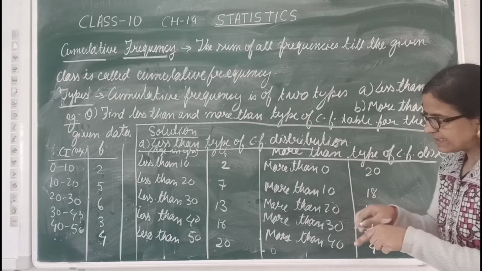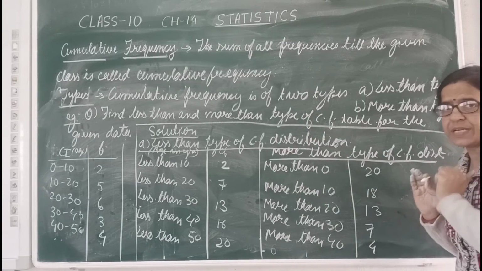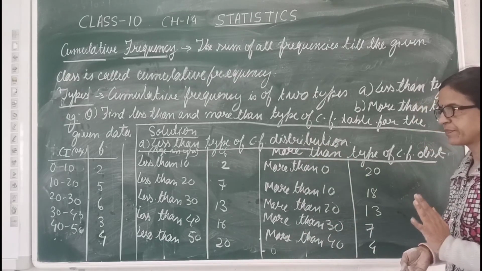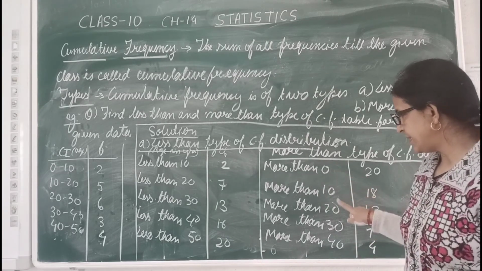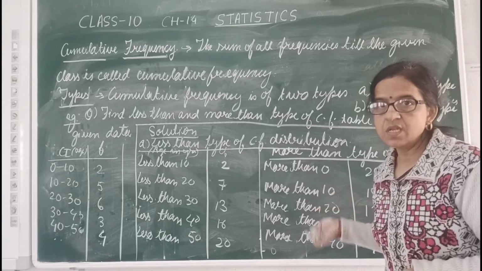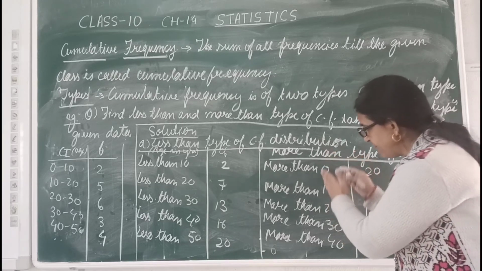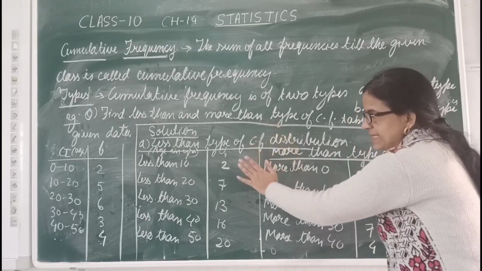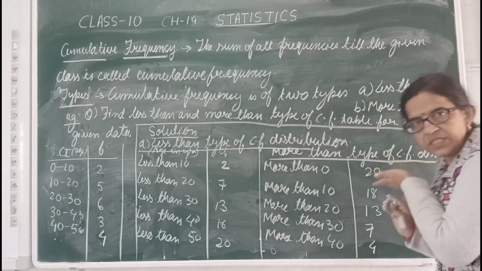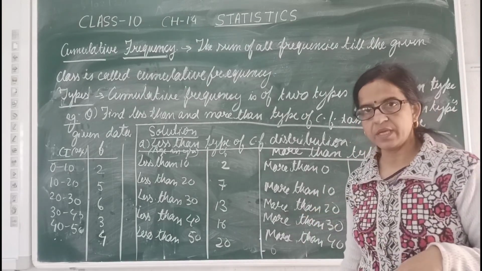What I did: for less than type I added from top to bottom, for more than type I added from bottom to top. But understand why I am doing the addition now. Suppose this more than 0, more than 10, more than 20 is in increasing order. Now suppose it is in decreasing order. Then you will do the reverse. If it is increasing order, then only for less than you add top to bottom, and for more than you add bottom to top. If it is decreasing order, you will do the reverse thing.